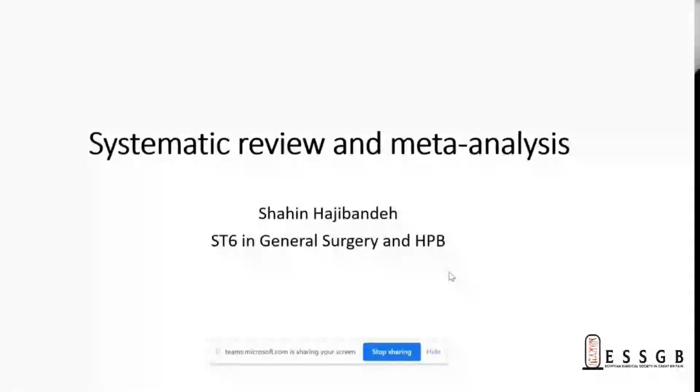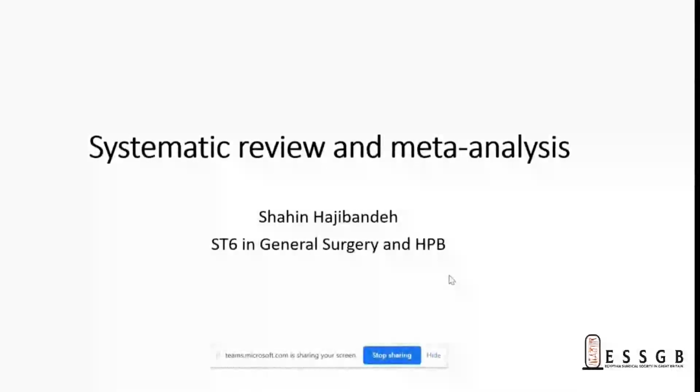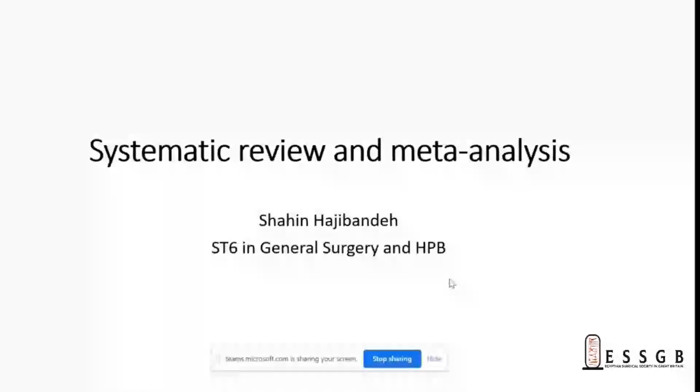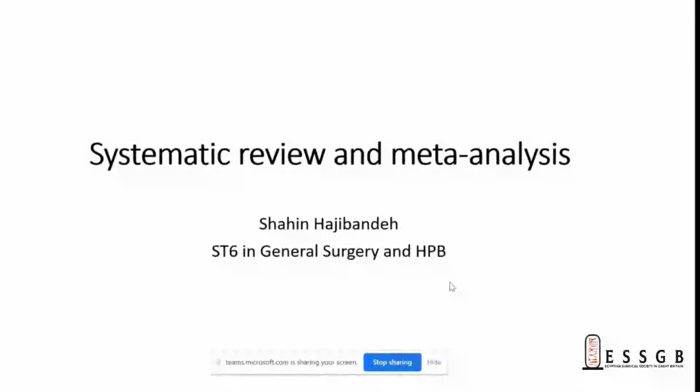Today we are going to talk about a systematic review and meta-analysis. I know that the main purpose of the meeting is to learn how to do publication, and I'm just going to share my experience with you with regards to systematic review and meta-analyses and the way that you can publish them, because I believe that they are the easiest to publish if you just do them step by step.